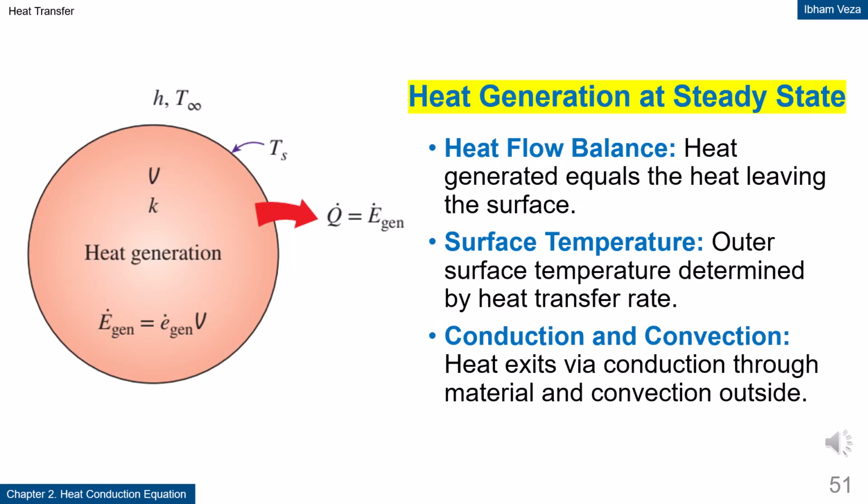Heat generation at steady state. Under steady-state conditions, the heat generated must equal the heat leaving the system. There is no accumulation of energy inside the material. The surface temperature is determined by the balance between heat generation and heat removal. This process involves conduction inside the material and convection at the surface. This balance ensures that the system remains in a thermally stable condition.